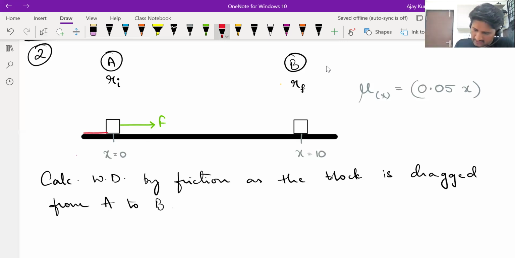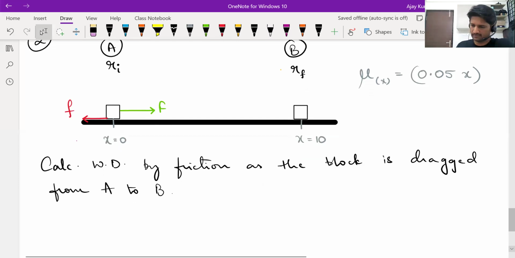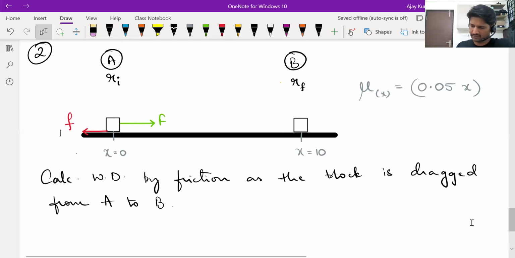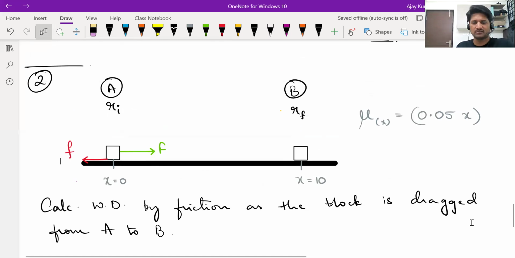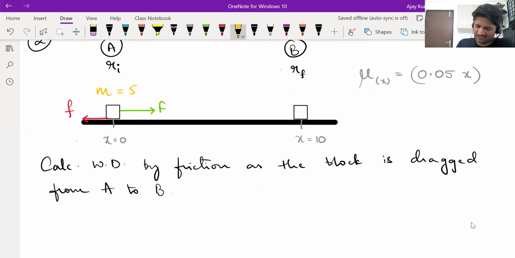What kind of friction acts? Kinetic friction. What is the formula for kinetic friction? Okay, mass was not given. Maybe that's why you all didn't answer. You can ask, no? To calculate work, you need mass. Take the mass of the block as 5 kg. Anyway, kinetic friction. What is the formula for kinetic friction?